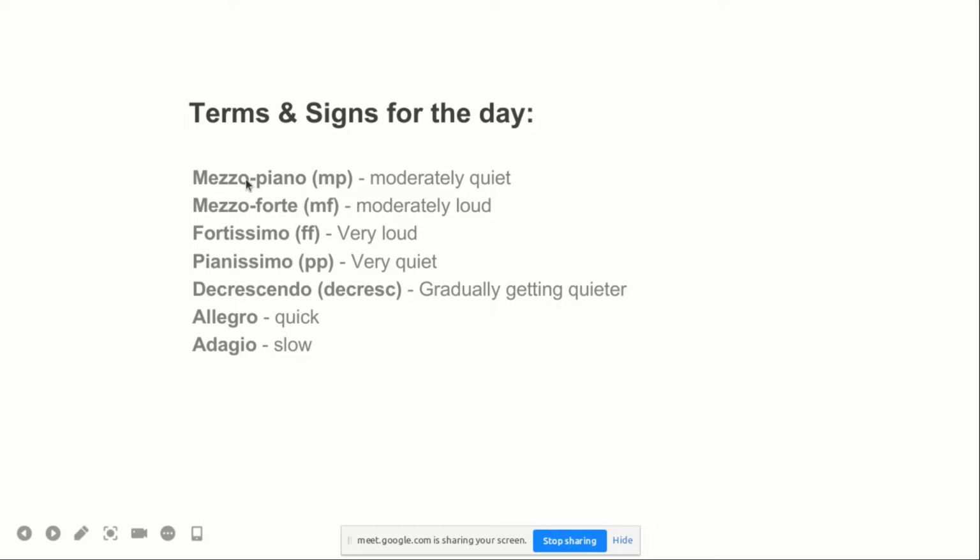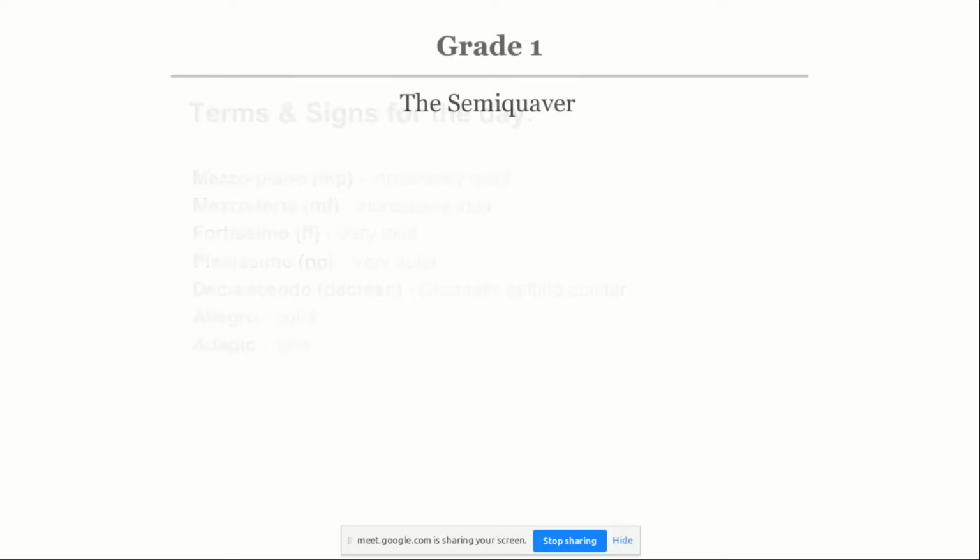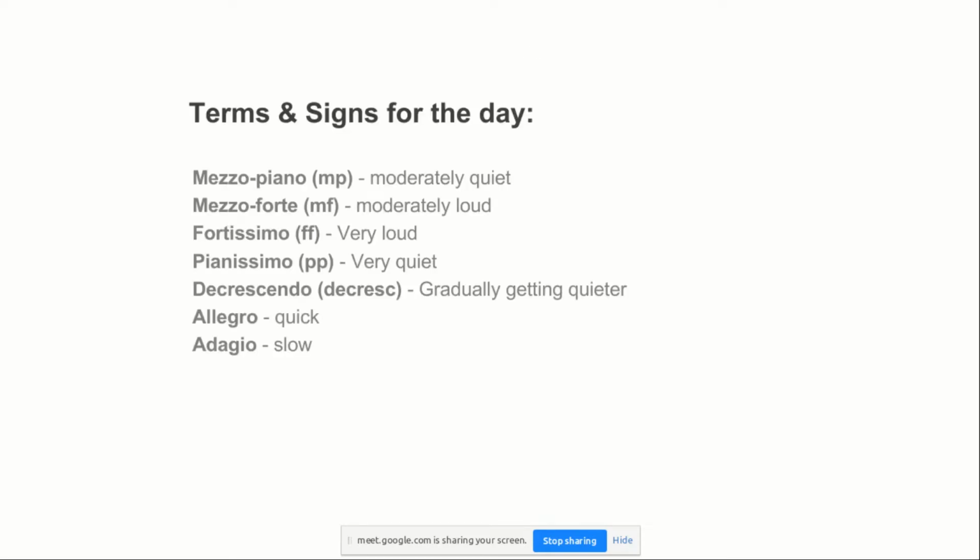Remember, piano meant soft, so mezzo piano. Mezzo is the Italian term for half. So mezzo piano is like saying half quiet, which means moderately quiet. Mezzo forte, moderately loud, is written as MF. And then we have fortissimo. Fortissimo is FF, and it means very loud. Pianissimo is PP, and it means very quiet. And then decrescendo, gradually getting quieter.